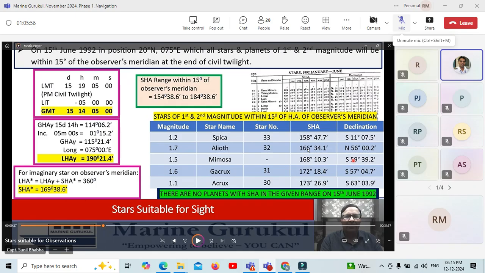Okay, beta. Now, beta, you can check this. You can go to the stars information table, look for the stars in this range, and see that you are getting all these 5 stars. If there's any doubt, let me know, beta.